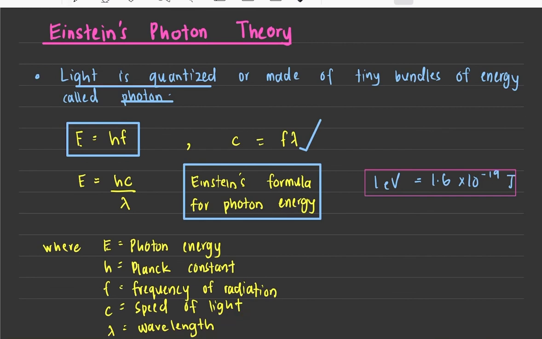Since the energy of a photon is very small, we can express it in electron volts. So 1 electron volt is equal to 1.6 times 10 to the power negative 19 joule.